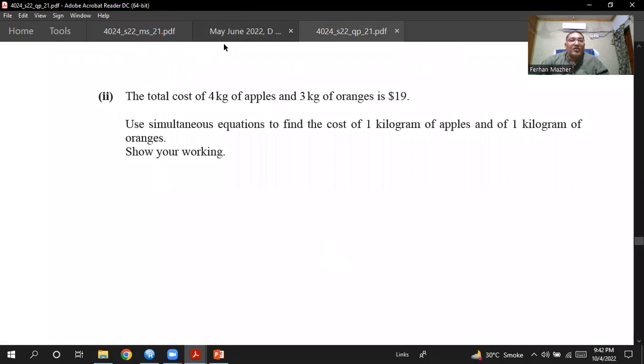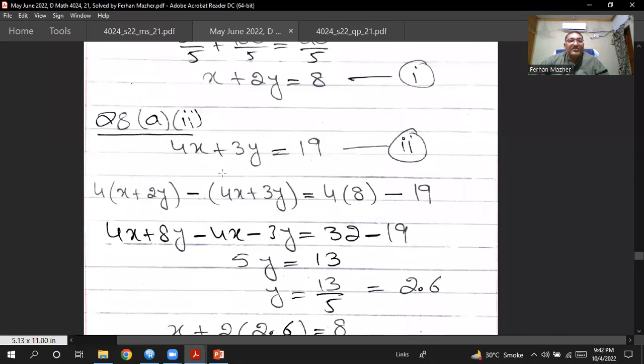Okay. So this is equation number 1. This is equation number 2. So I will multiply the first equation with 4, and then from that I will subtract the second equation. You can see I have written here, I'm using the horizontal method, 4 bracket x plus 2y bracket close minus bracket 4x plus 3y bracket close. From the left side of this equation, I'm subtracting this equation, but before that, I multiply this with 4. Same I will do with the right side. I will multiply 8 with 4 minus 19.